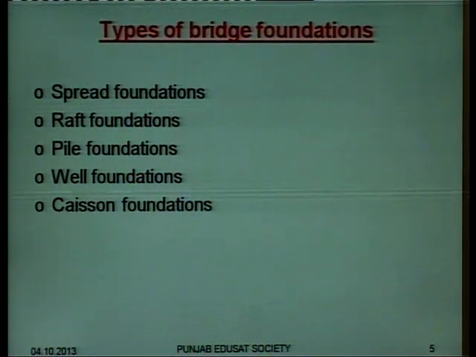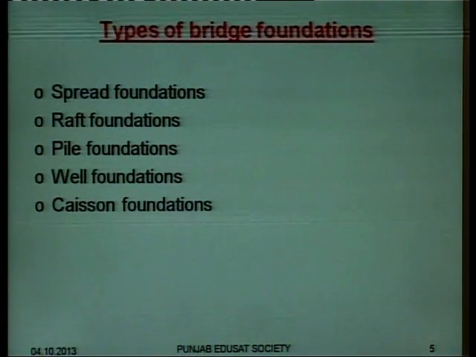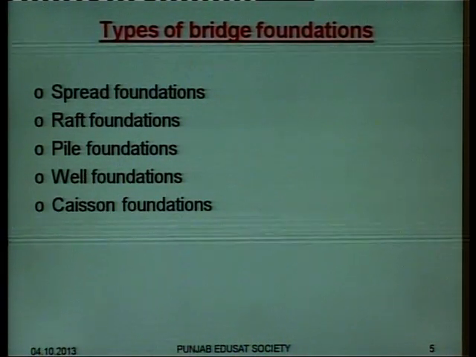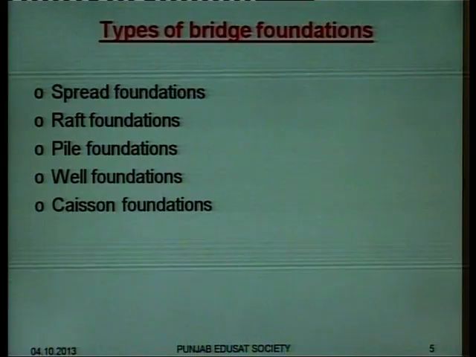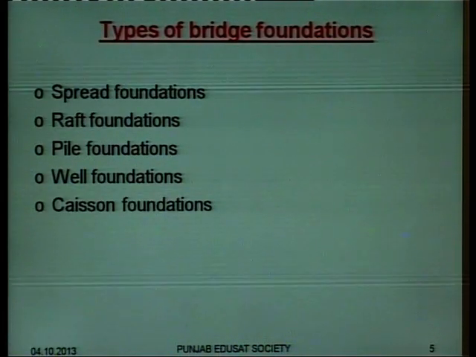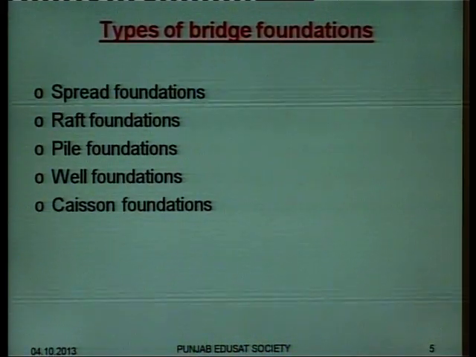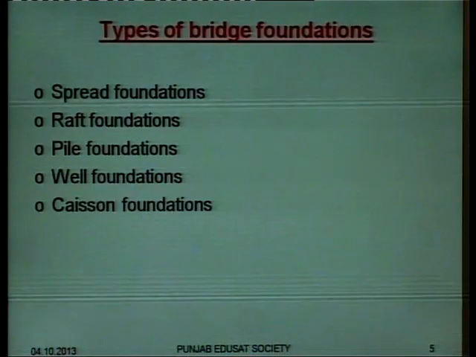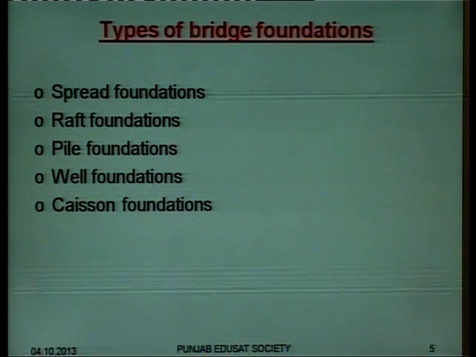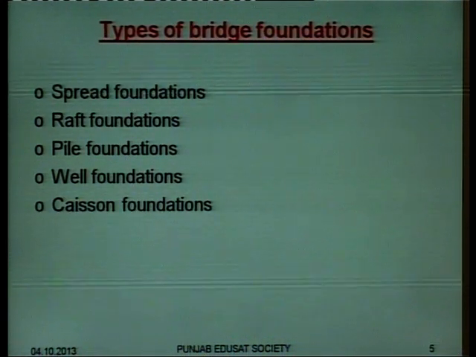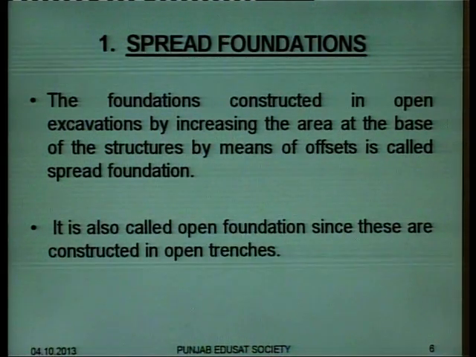Now coming to the types of bridge foundations, we have many types like the spread foundations, raft foundations, pile foundations, well foundations, and lastly the caisson foundations or the box caisson foundations. So these are 5 different types, but today in this session we will discuss the first 4, the spread, raft, pile and well foundations, one by one. Moving to the first one, the spread foundations.